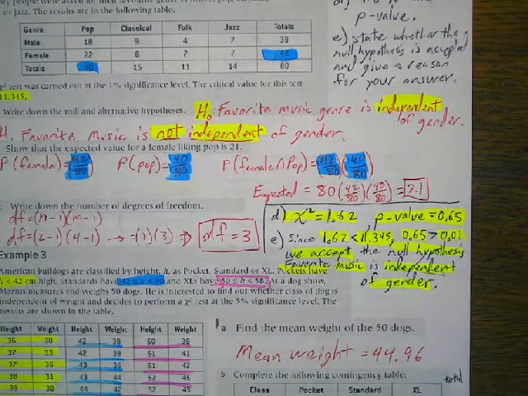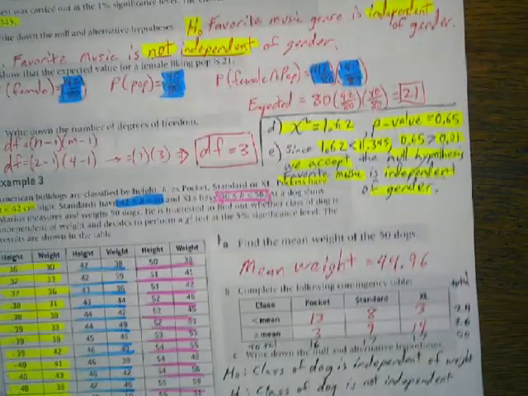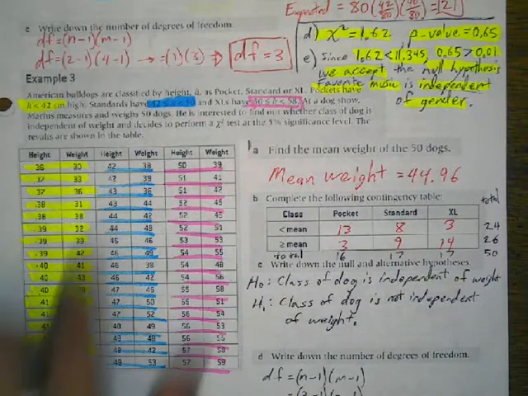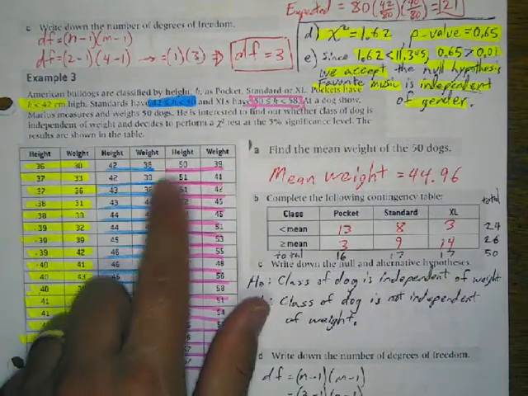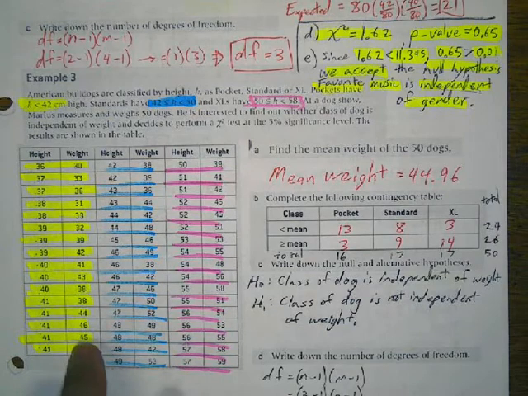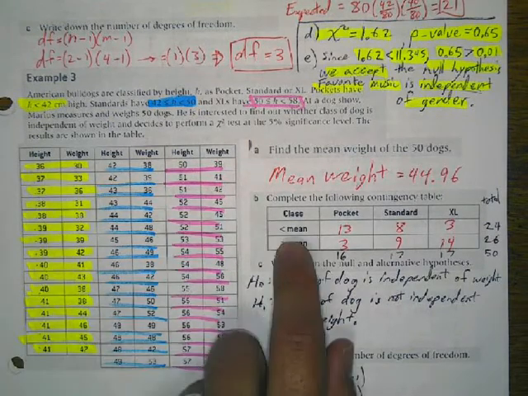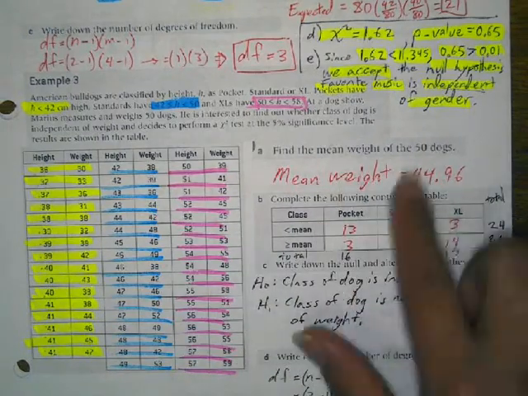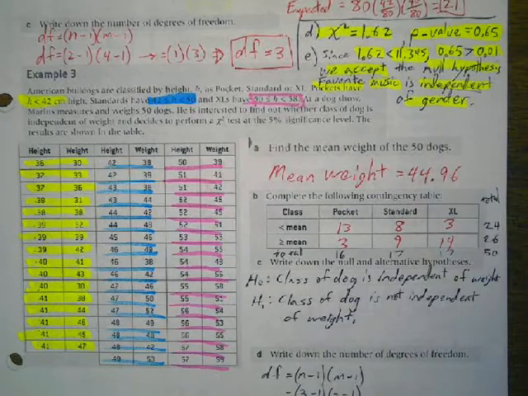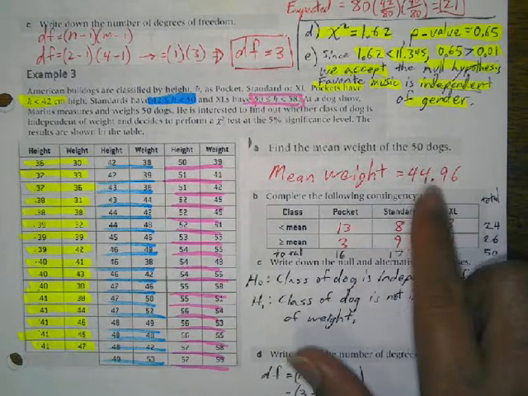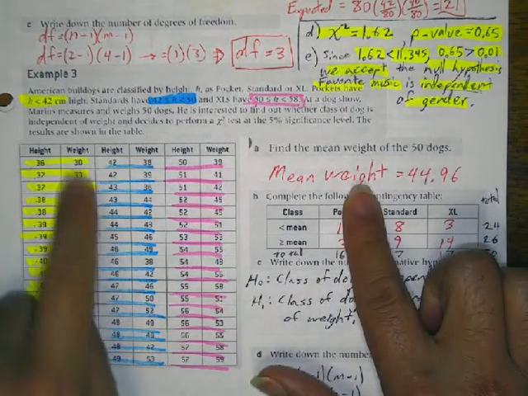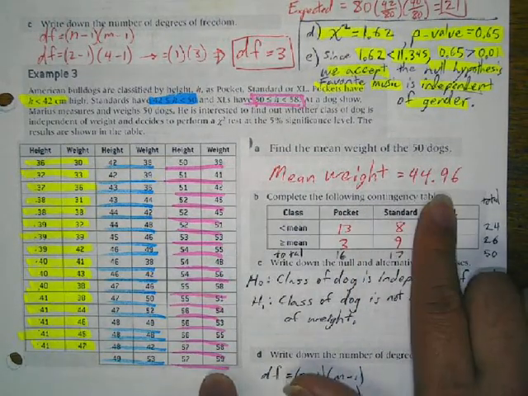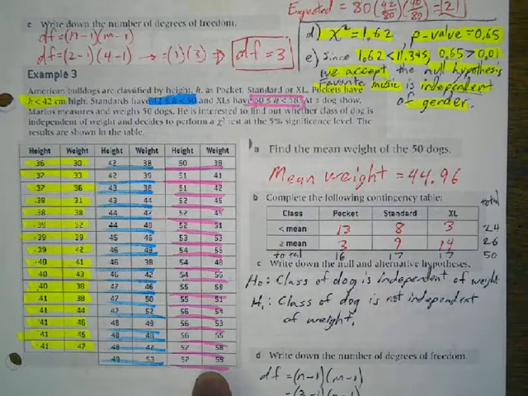Okay, let's do the next one together. They gave you heights of dogs and their weight. To figure out the mean weight of a dog, we add all the weights of the dogs together and divide by 50, and we found our mean weight of the dog.